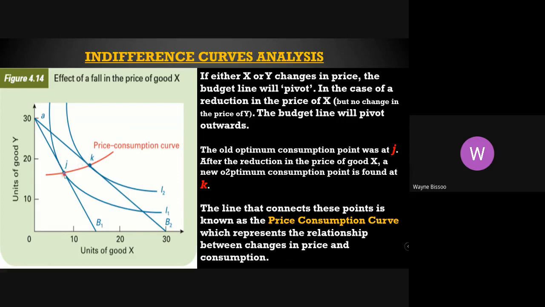Notice that because we move from one budget line to the other, we can now access a new higher indifference curve. The line that connects these 2 points is known as a price consumption curve, which represents the relationship between changes in price and changes in consumption. All right, so I guess maybe we should construct this again, and that way you could see it, right?